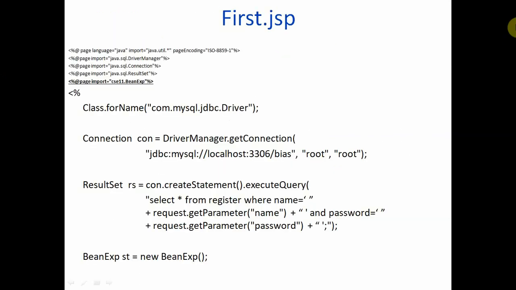Here we are doing database connectivity. We load the driver, this is the connection statement, and this is the select query. By this query we find out whether the username and password are valid. If valid, it will return all the data related to this username and password from the register table. And we define the object of the BeanExample class.